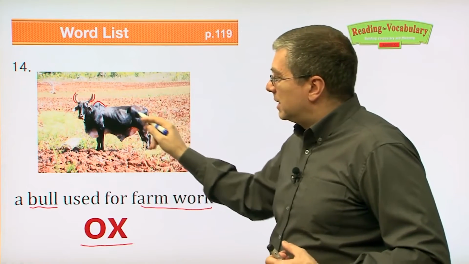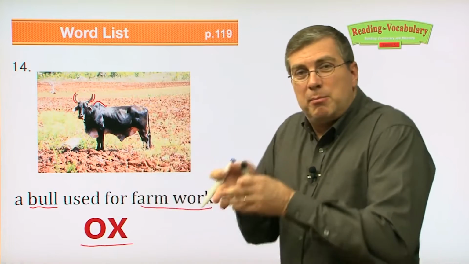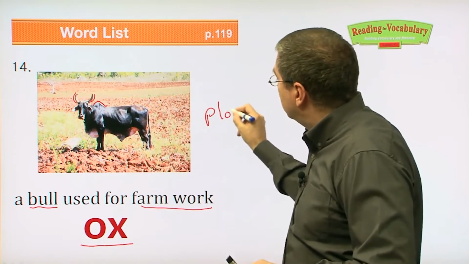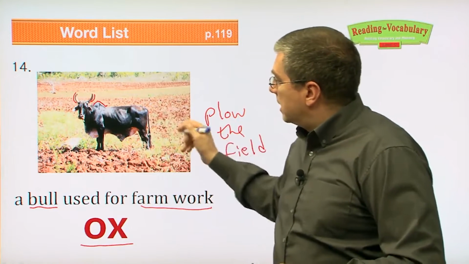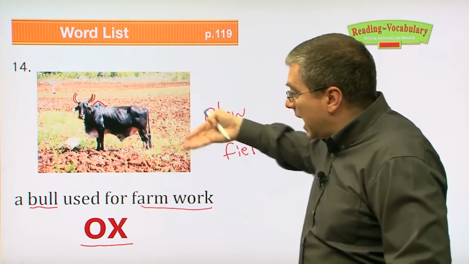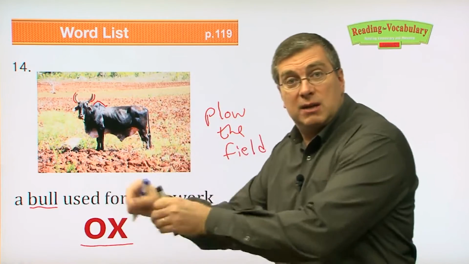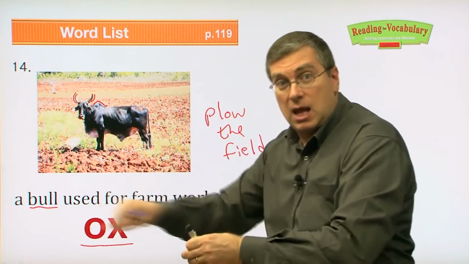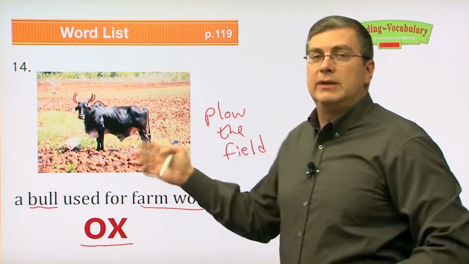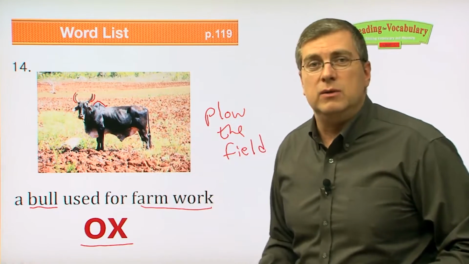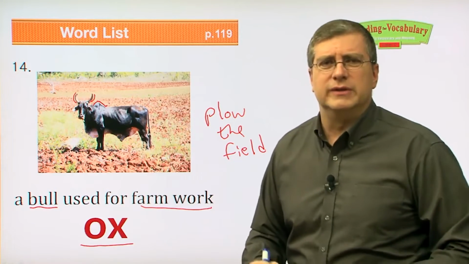You can tie something to the ox and it will pull something. Usually farmers use the oxes to help them plow the field. What they do is they put a big blade, like a big piece of iron, and the ox drags it on the ground and it digs a line, and the farmers can plant their plants in that line. So oxes are used to plow the field. That's called to plow the field. Oxes and horses are used to do that. But oxes are very strong, and they may be stronger than horses sometimes.